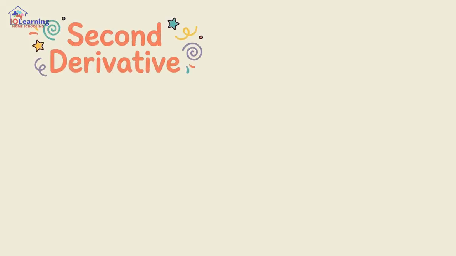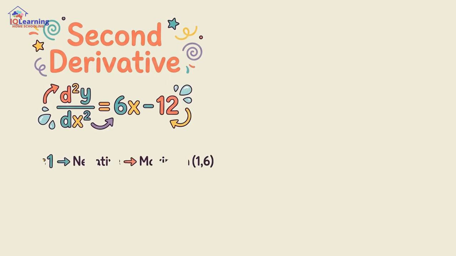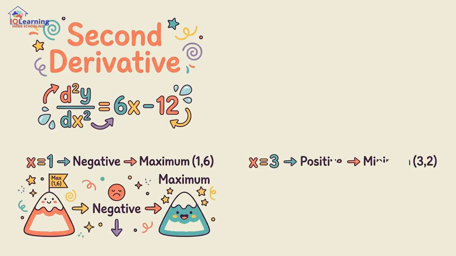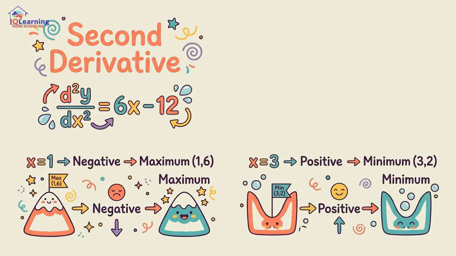Now classify them using the second derivative. Differentiate again to get 6x minus 12. At x equals 1, the second derivative is negative, so (1, 6) is a maximum. At x equals 3, the second derivative is positive, so (3, 2) is a minimum.